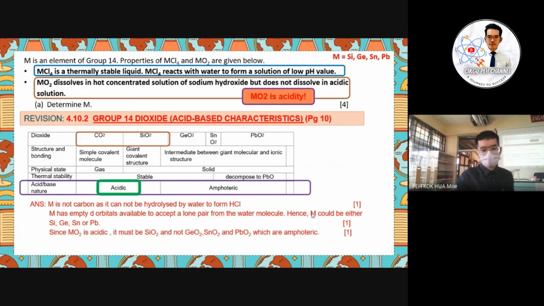And then the statement number 2, the NO2 is acidic because it can only react with alkali. So it must be silicon already, and not possible for germanium dioxide until lead(II) oxide because they are amphoteric. So we confirm that N will be silicon. 4 marks.